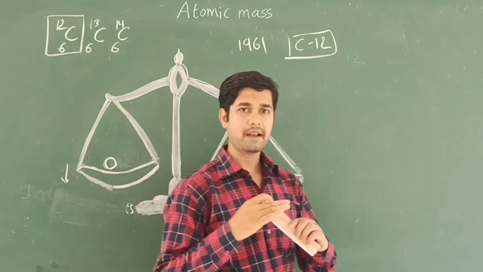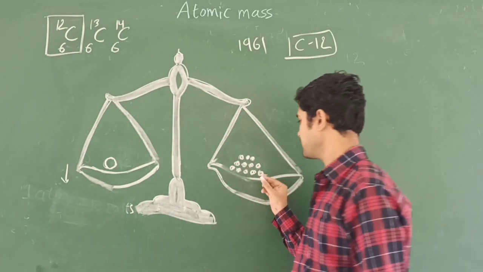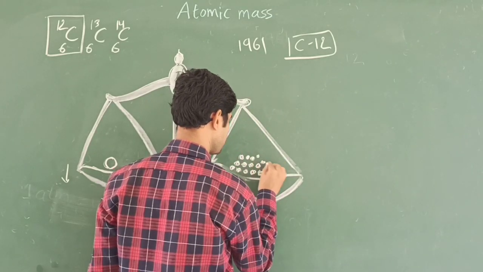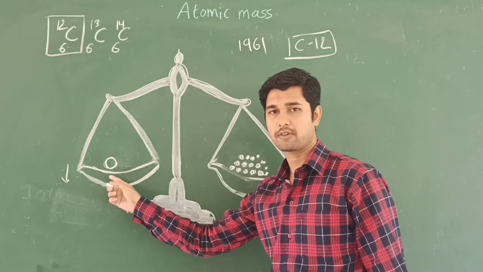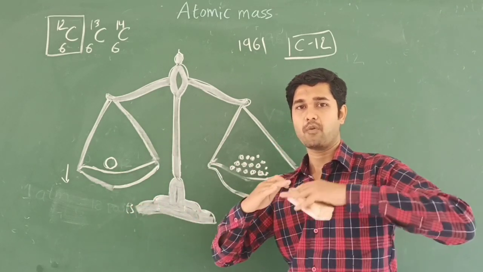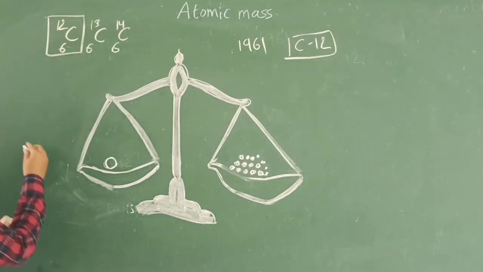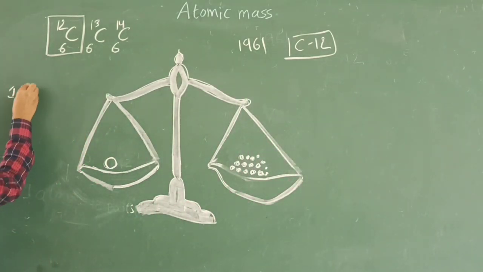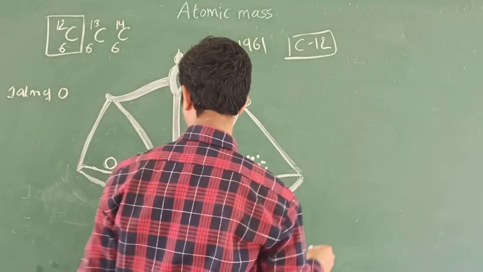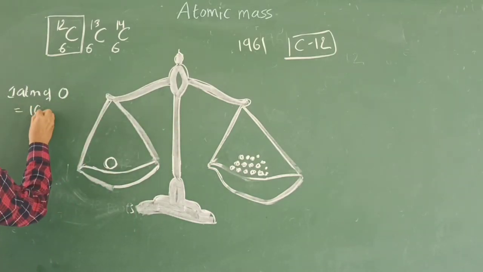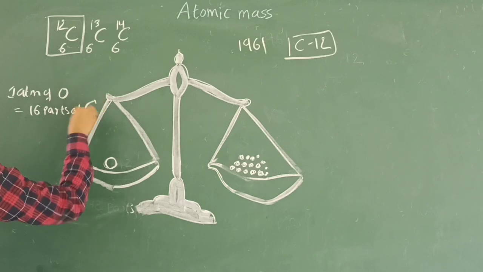So I want to make it balance. What am I going to do here? I am going to add an extra 4 units to the right side. Now it becomes 12 plus 4, 16, and here its atomic mass will be 16. Now it is going to be balanced. So that's why I am going to say that one atomic mass of oxygen is equal to how many parts? 16 parts of the carbon.